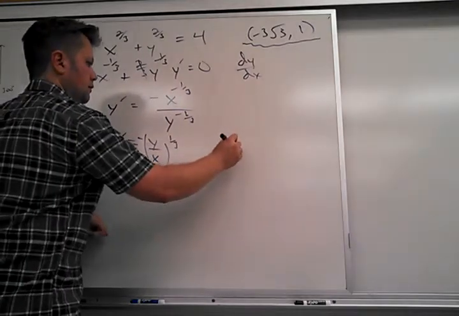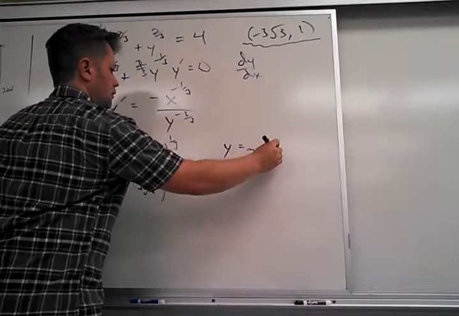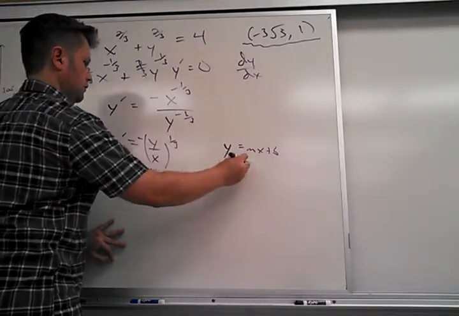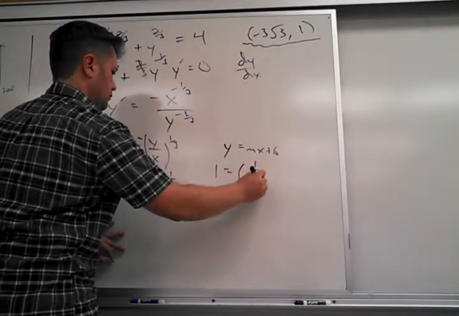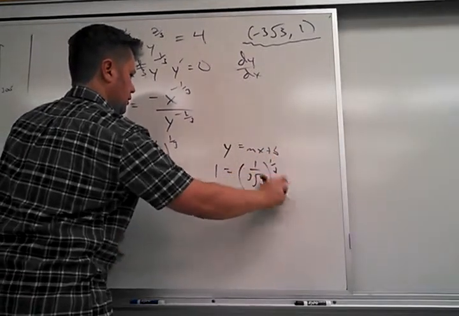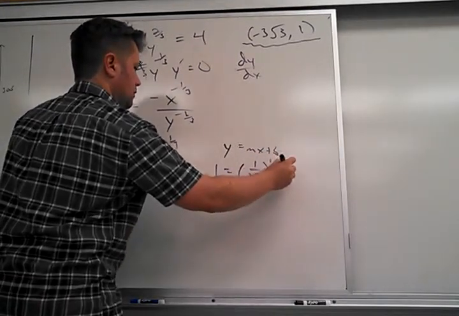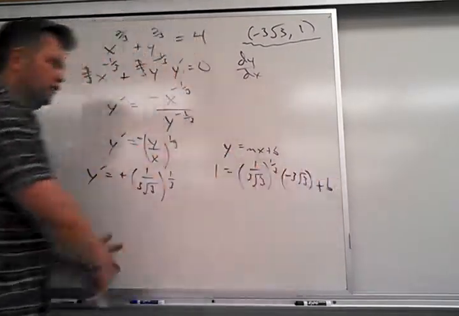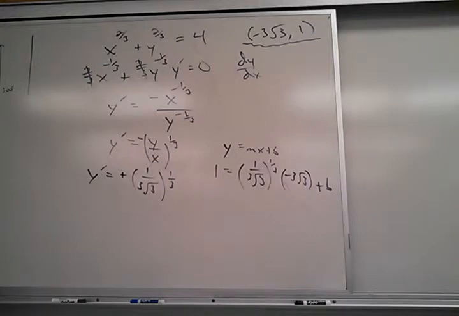How do you find b? You can do that, or you can do this. 1 equals 1 over 3 radical 3 to 1/3. That's m. X is negative 3 radical 3 plus b, and now solve that for b. Or you can do the y minus y1 thing if you want to. You'll end up doing the same calculations.